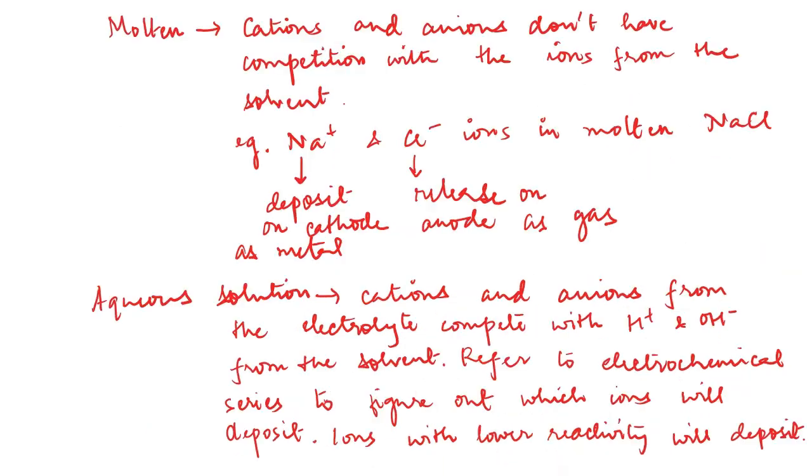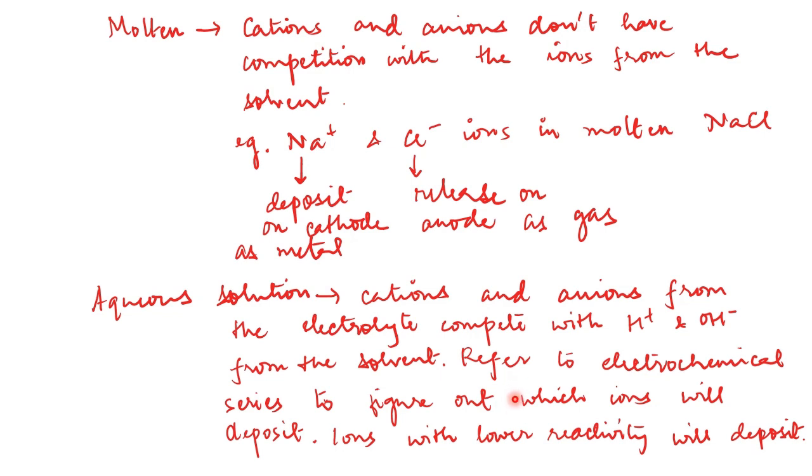Now when this happens, there is competition between two or more cations to reach the cathode and deposit there, and competition between two or more anions to reach the anode and deposit or release there. Now which one would go first? In aqueous solution, which one gets deposited depends upon the position of the metal or non-metal in the electrochemical series. The electrochemical series gives a good idea of the reactivity of metals and non-metals. The ones which are least reactive will get deposited first.